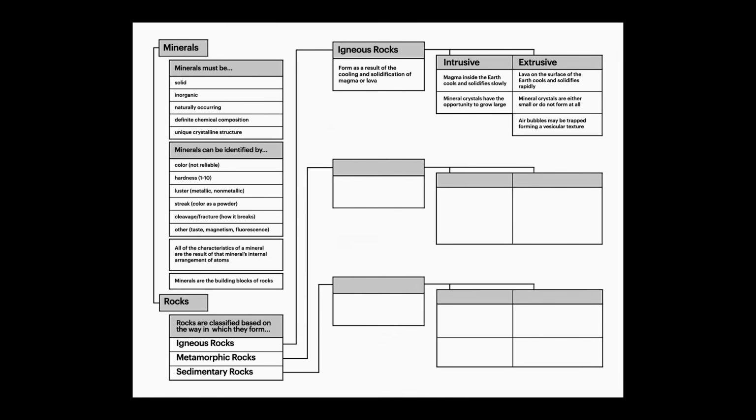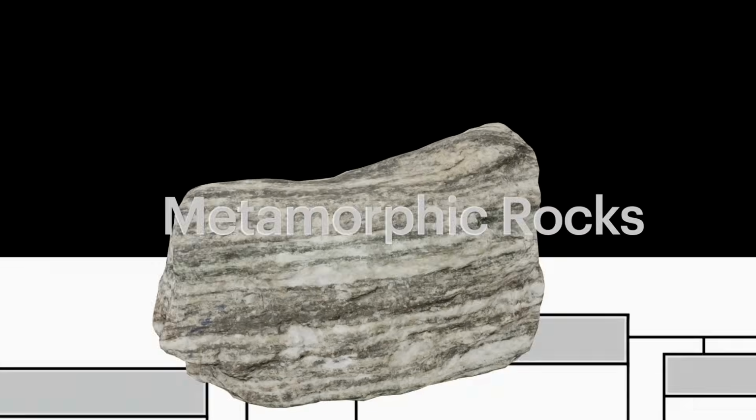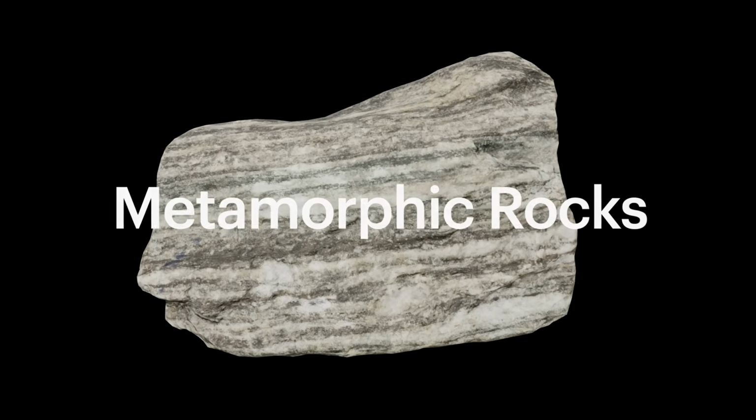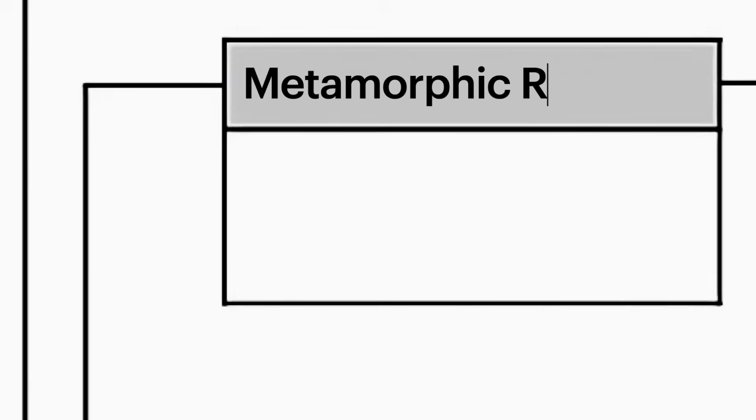All right, back on our flowchart. So we've talked minerals, we've talked igneous rocks. We're moving on now to the second type of rock, which is our metamorphic rocks. So we're going to head over to the middle and then up to the middle of the page where we will title our second box Metamorphic Rocks.